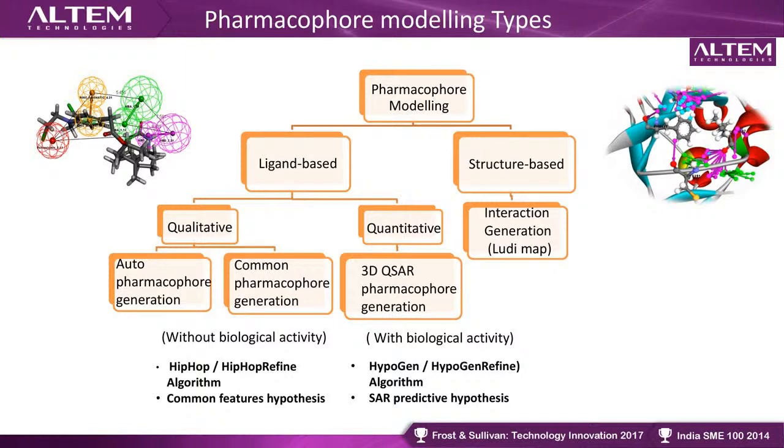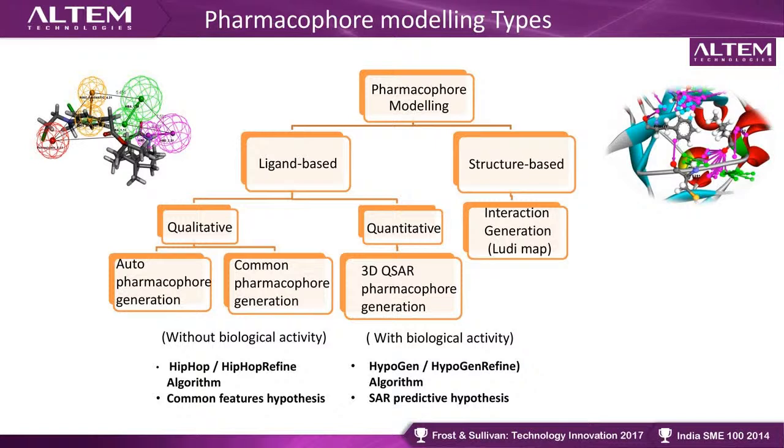As I told you, drug designing is divided into two categories, ligand based and structure based. Of course, pharmacophore modeling types are also ligand based and structure based. Ligand based is further divided into two, qualitative and quantitative. Qualitative is when you define or predict those models without any quantity. Quantity here means biological data. When you don't have any biological activity with you, you can use those ligand molecules, which come under the qualitative type.